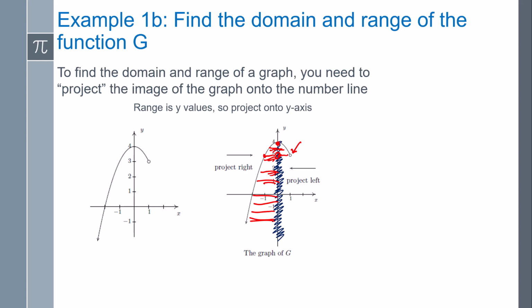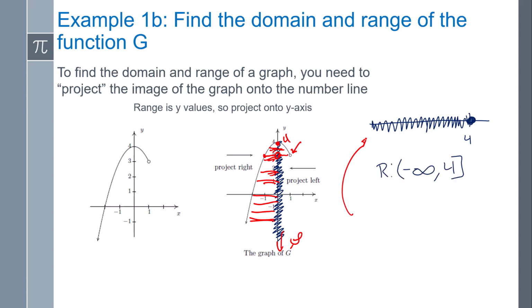Now, if I were to take that and write it so it's a little bit easier to look at, imagine, because this is -infinity, and this is 4. All I did was rotate it. And so that's just going to be from -infinity to 4.